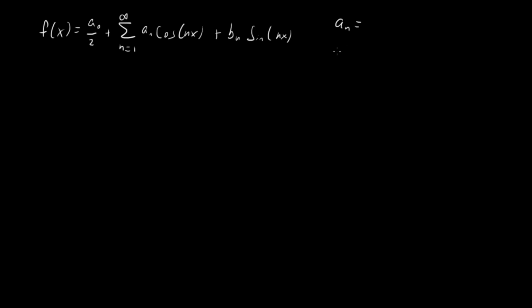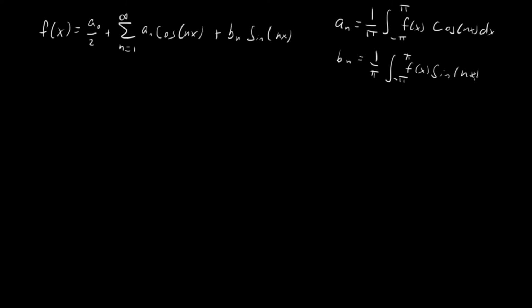So last time we started talking about Fourier series, and what we saw was that the Fourier series for a function f of x is given by a naught over 2 plus a sum, n equals 1 to infinity, of cosines plus sines. And these constants were given by an integral: an is 1 over pi, integral from minus pi to pi, f of x cosine of nx dx, and for bn we had 1 over pi, integral from minus pi to pi, f of x sine of nx dx.